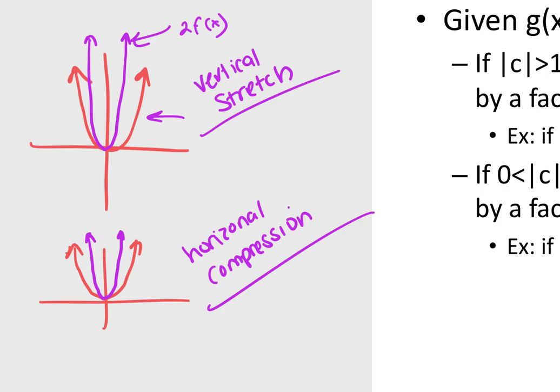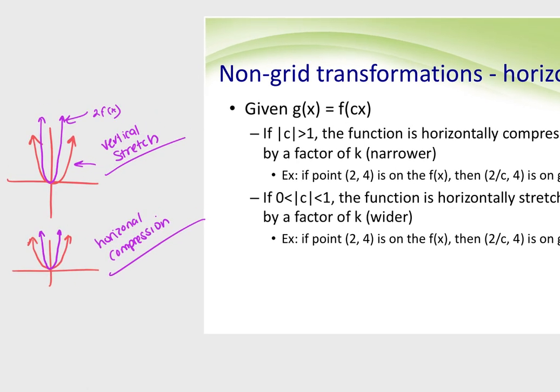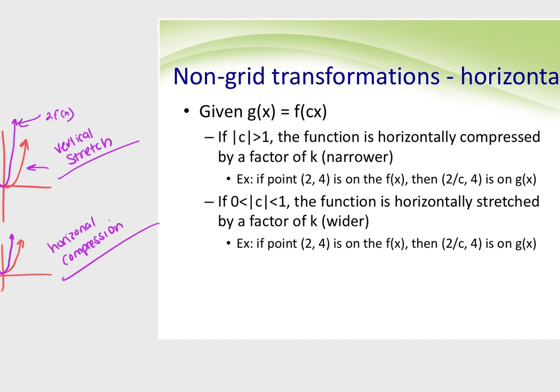So a horizontal stretch would pull it out, and a horizontal compression would squeeze it in, okay? So when you think about it that way, hopefully it makes sense that the language is different here. If it is greater than 1, it is a vertical stretch if it's on the front, but it is a horizontal compression if it is inside. And if it's a fraction between 0 and 1, on the front, it's a vertical compression, but inside it's a horizontal stretch. So with a vertical compression, it looks a lot like a horizontal stretch. And a vertical stretch looks a lot like a horizontal compression. So it's like flipped.